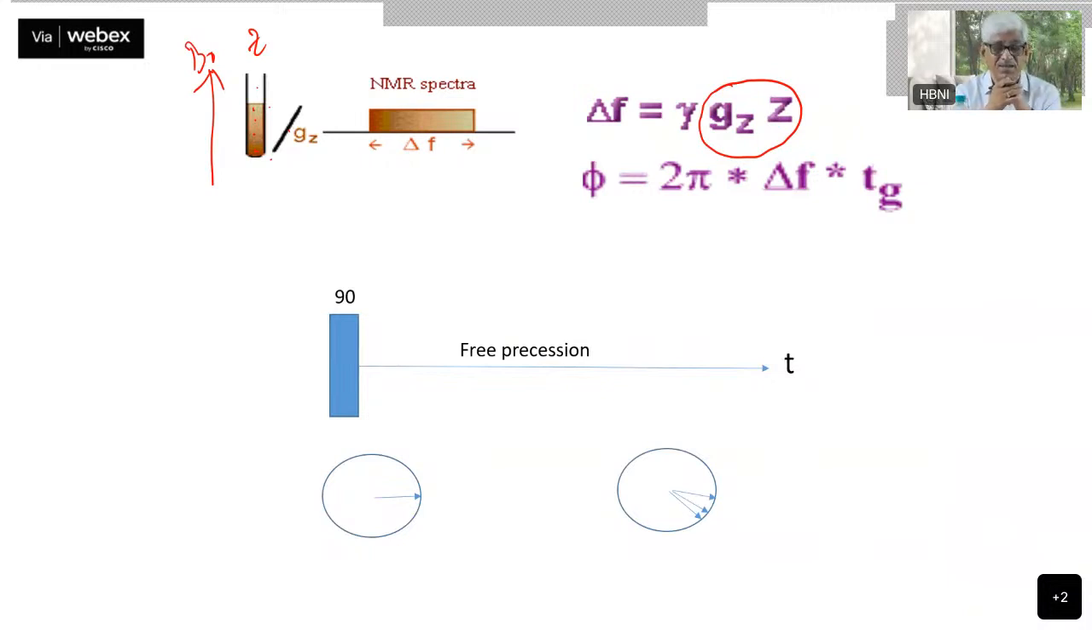So what is the meaning of that? When you apply the gradient, the sample here sees the field differently than here, here, here. Even if it is one line, suppose it is water. In the previous case, when the field was homogeneous everywhere, no matter where you are, the absorption frequency of water is the same, at one particular frequency. But when you have the gradient, the field seen by water here, here, here, here is different. Therefore, they will all absorb energy at different frequencies.